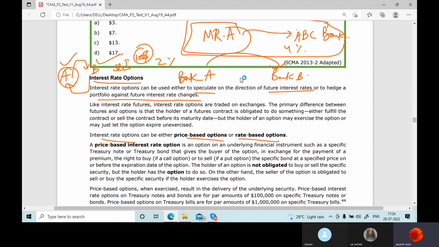So bank A is making an option contract with bank B, as per which bank A will borrow from bank B at the rate of 2.5% after 3 months. Because they think the rates are going to go up, they'll borrow at 2.5%, and suppose the rate has gone to 4%. So for them the loan has come at 2.5%, and they can again lend it at 4% in the market, correct? So what is the differential here? 1.5%. That is what bank A can earn.